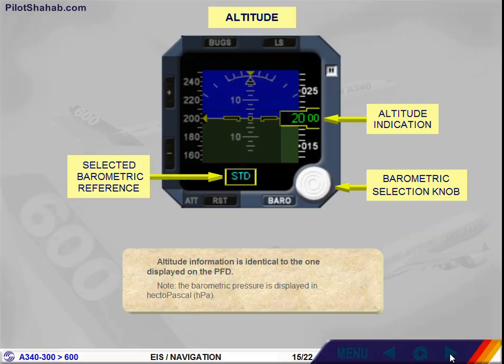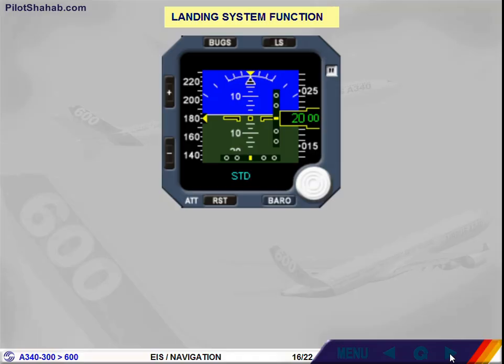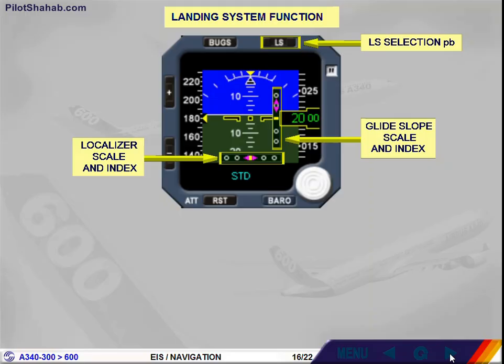Altitude information is identical to the one displayed on the PFD. Note, the barometric pressure is displayed in hectopascal, HPA. The deviation scales appear when the LS push button is pressed. The indexes appear when the glide slope and localizer signals are valid with deviation scales displayed.